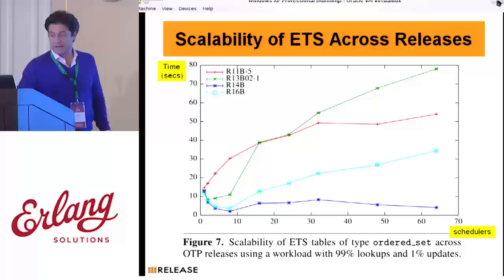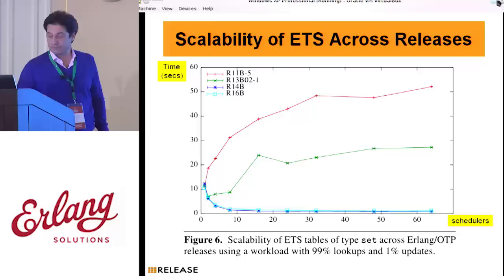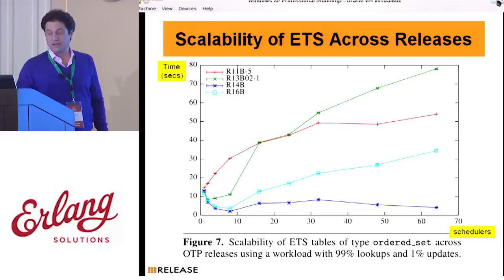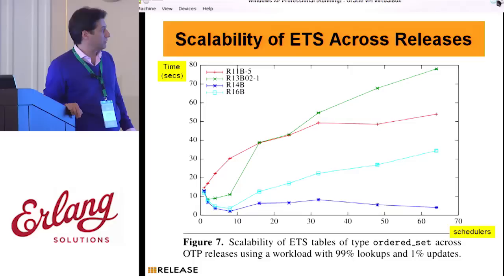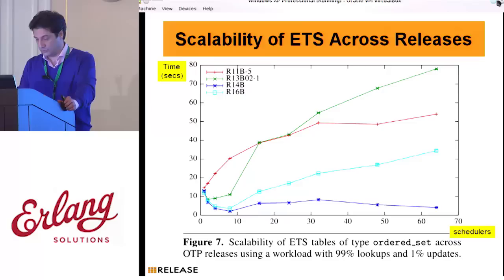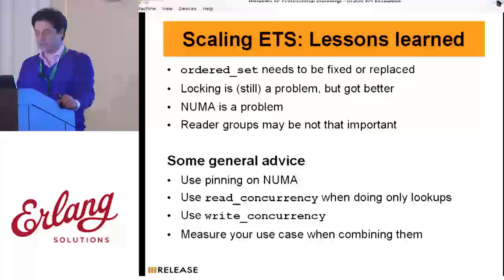Same thing here, but varying the number of lookups versus updates. The previous one was for type set. This is for ordered set. And for ordered set, you can see here that the scalability deteriorates when you go off the chip, when you go into a different NUMA node. I have some more slides, but I don't have time to show them, so I will skip them.